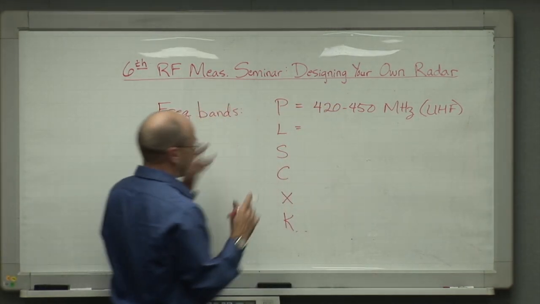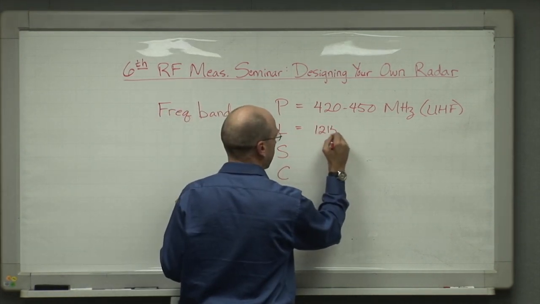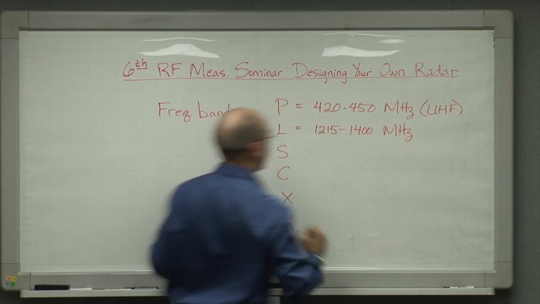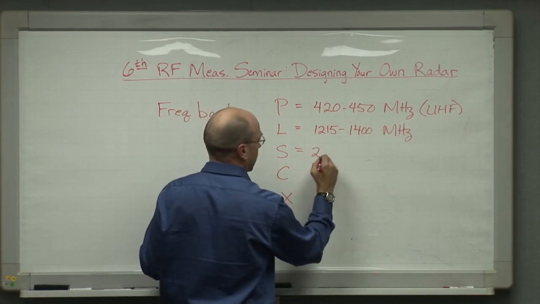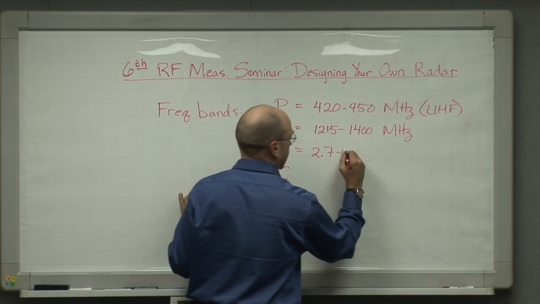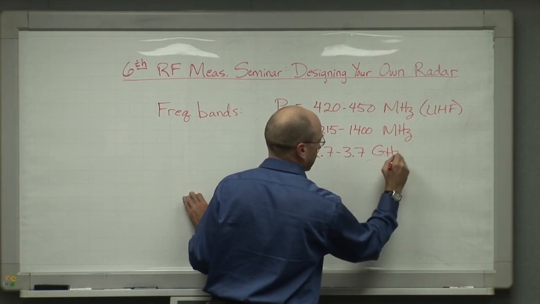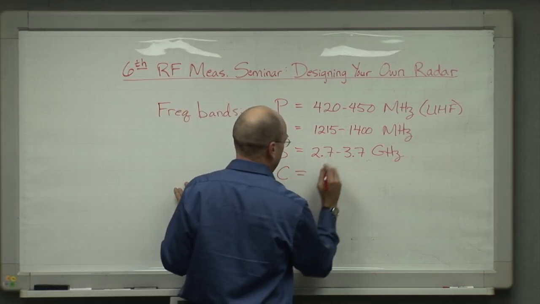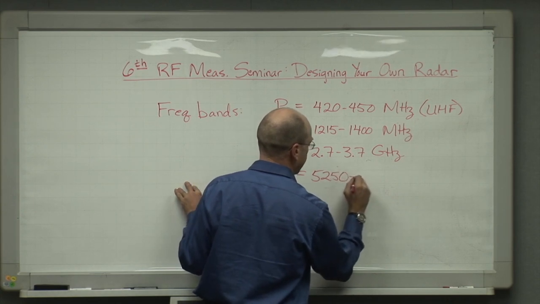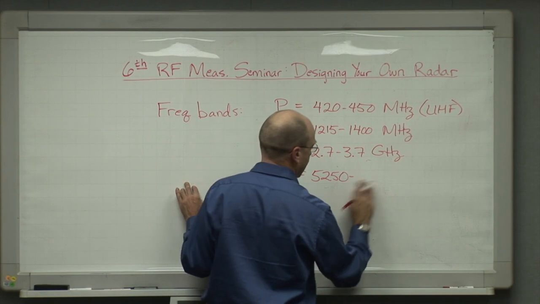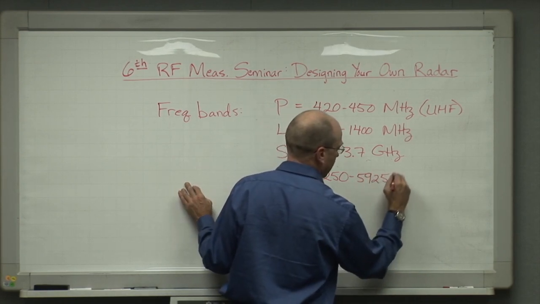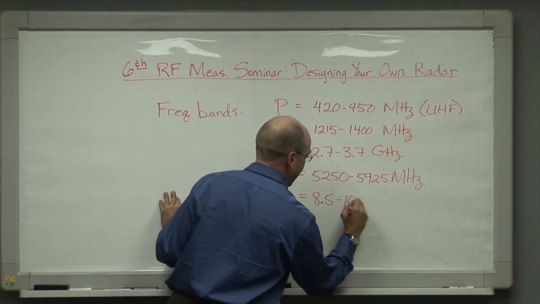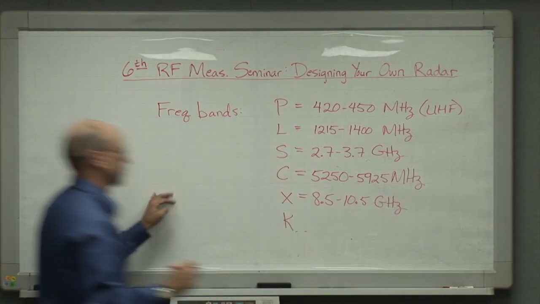L band, now these are current band designations. L band goes from 1215 to 1400 megahertz. S band is 2.7 to basically 3.7 gigahertz, that is to say 2700 to 3700 megahertz. C band is, classically anyway, 5250 to 5925 megahertz. I like to go back and forth. And then X band is 8.5 to 10.5 gigahertz.